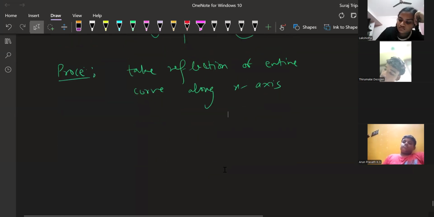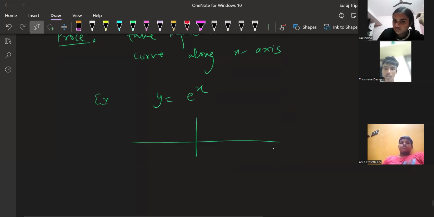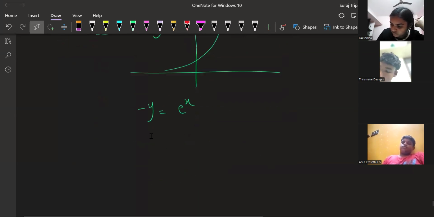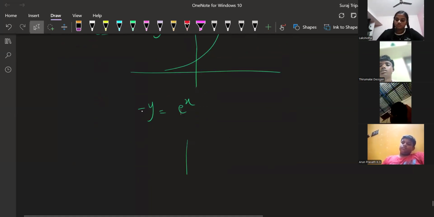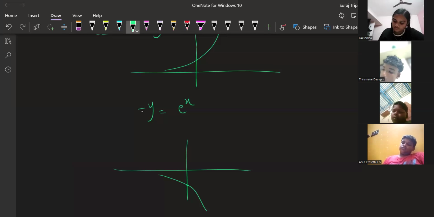Suppose the next example is y equals e raised to x. The graph of y equals e raised to x is this one. So what is the graph of minus y equals e raised to x? Here x is positive. I am putting minus y in place of y, so just take reflection along the x-axis. So its graph will be like this one. This point is minus 1 comma 0. This point is 1 comma 0 here.